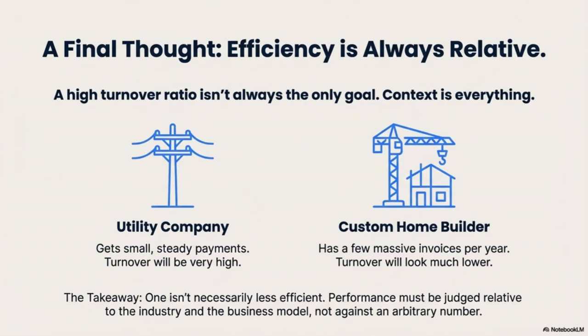A really comprehensive journey. And here's a final sort of provocative thought on that turnover ratio. Context is everything. Meaning a high ratio isn't always the only goal. Exactly. Think about a local utility company. They get tons of small monthly payments, very reliable. Their turnover will naturally be very, very high. Now, compare that to a custom home builder. They might issue 3 massive invoices a year that take months to close. The ratio is going to look much lower, but are they less efficient? No, it's just a totally different business model.